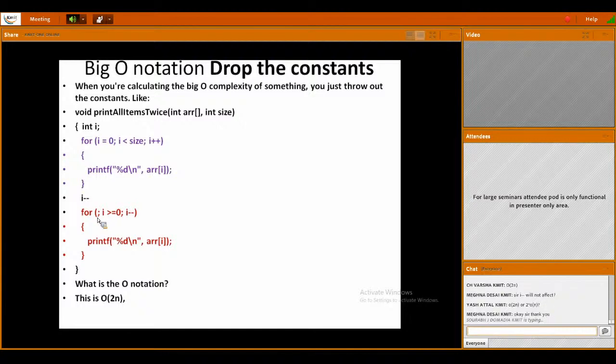Right. So this is your big O notation. And 2 is a constant. Yeah, 2 is a constant. Of course, 2 is a constant. Good point, Saurabh.